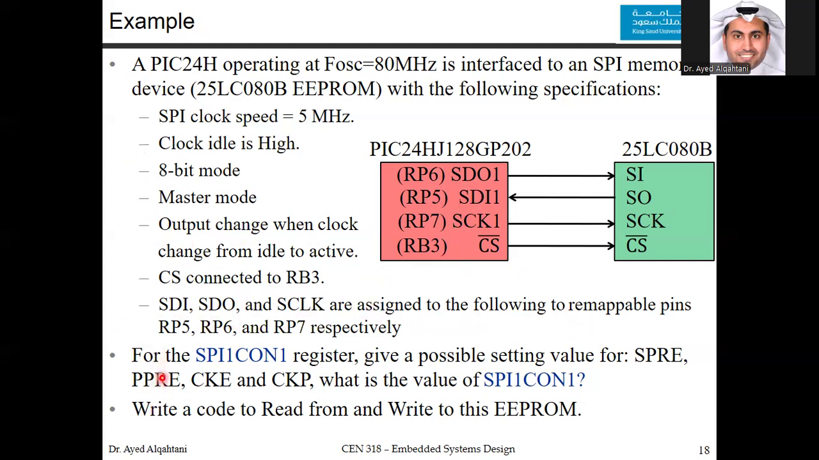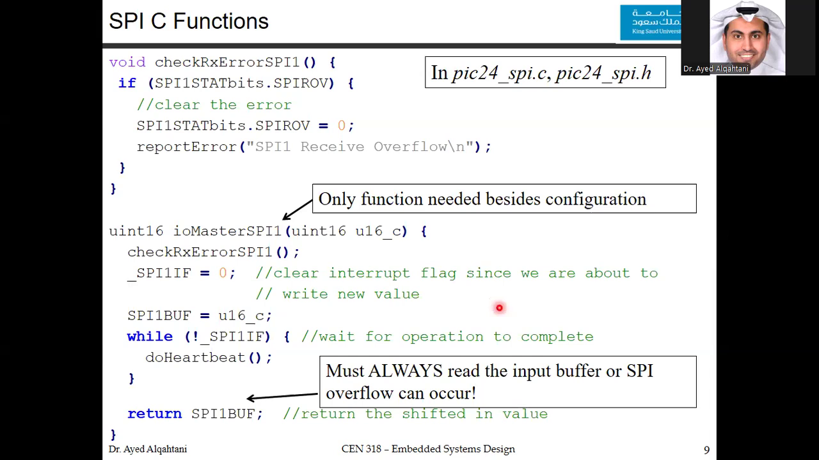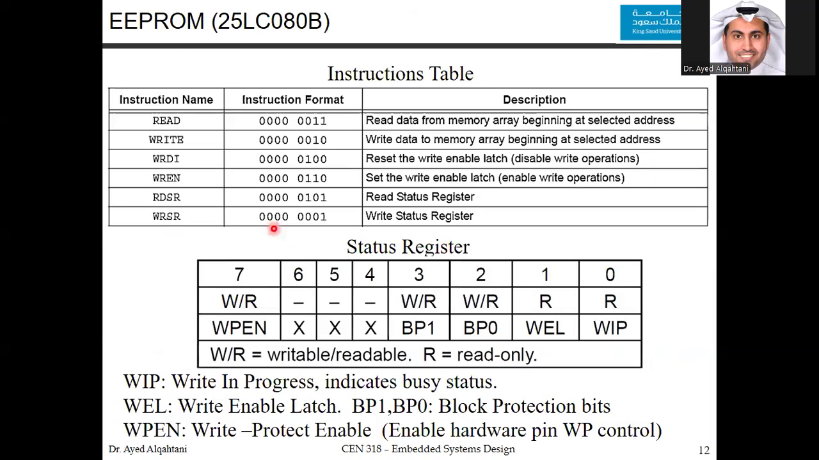Now, there are two requirements in this example. The first requirement is configuring the SPI, getting the SPI1 control register, and you should give a possible setting for the SPRE and the PPRE, the edge and the polarity, and the other fields as well. The second requirement, you are required to write code to read from and write to this EEPROM. Remember, to deal with the SPI, we have only one method that we use, the one that we discussed. We just call this method, which is the IO master SPI1.